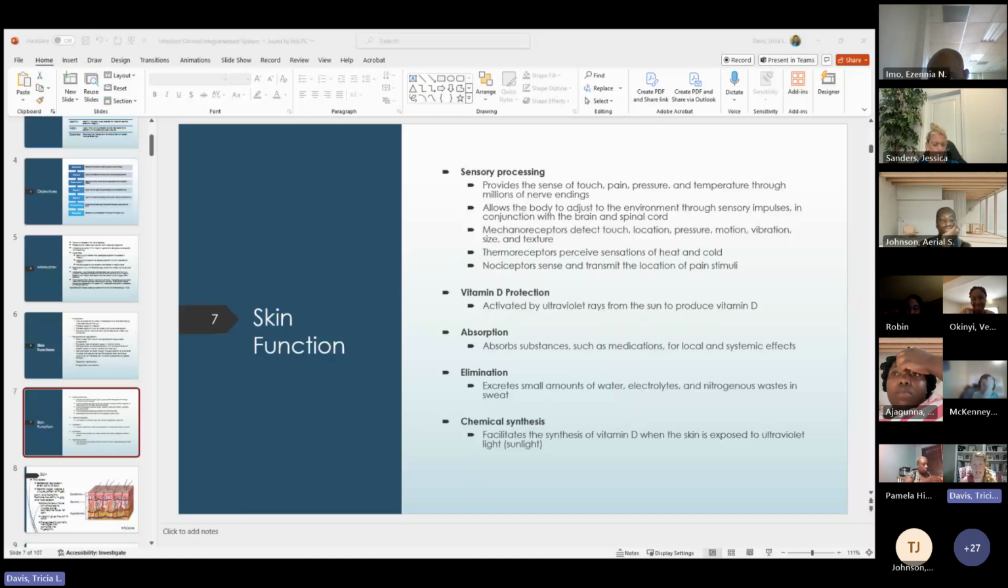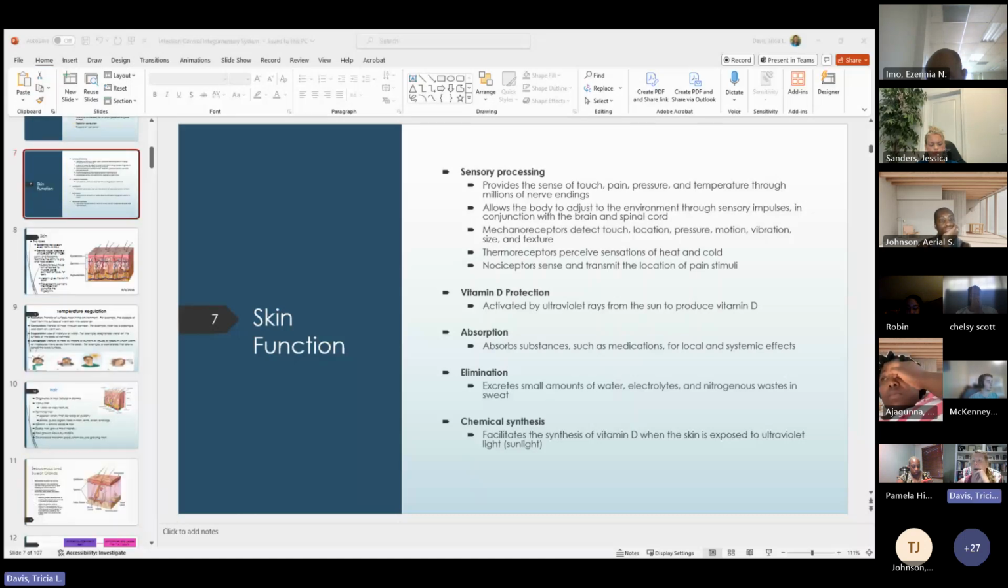Definitely can lose some electrolytes and things like that. And then it has a role in chemical synthesis as well when we think about being out in the sun and then being able to synthesize that vitamin D in our body so that we can actually use it.